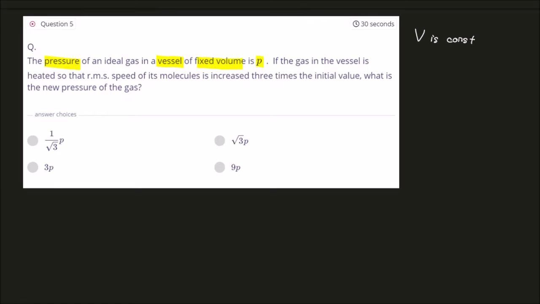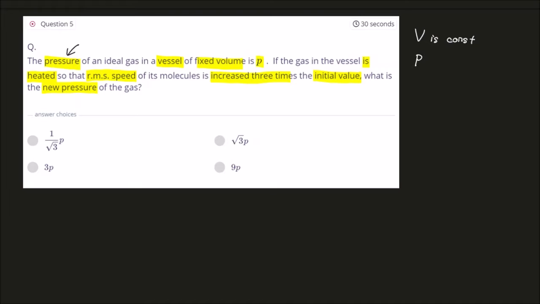If the gas in the vessel is heated, something important, so that the RMS speed of its molecules is increased 3 times than the initial value. What is the new pressure? Oh, so now we know the pressure that they mentioned here is actually the old pressure. So let's call the old as 1, the new as 2. The standard practice is to use old as 1, new as 2.